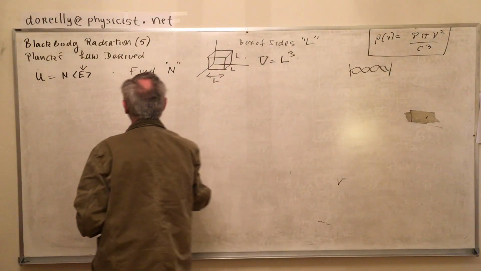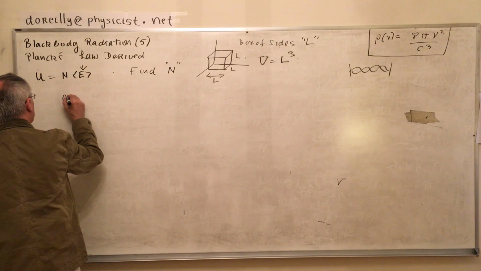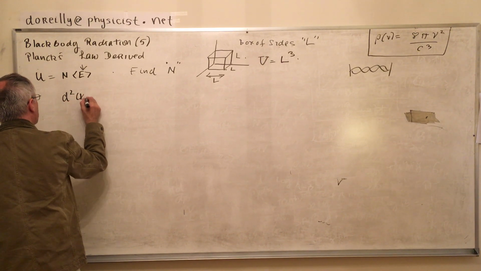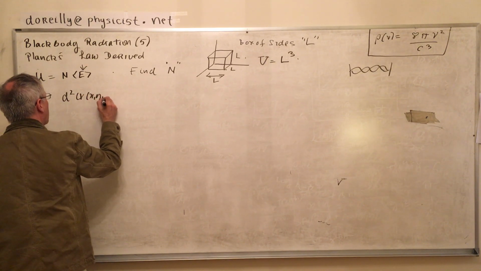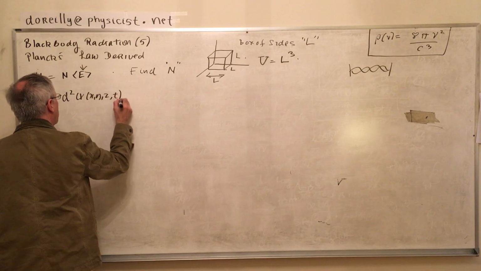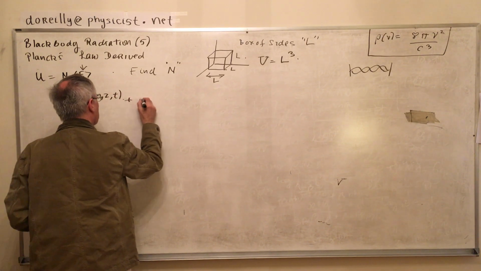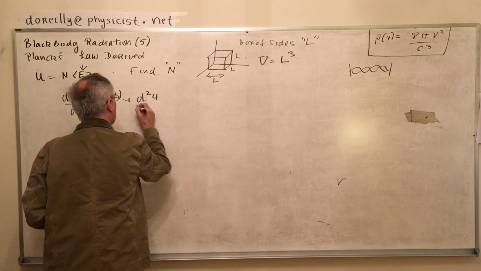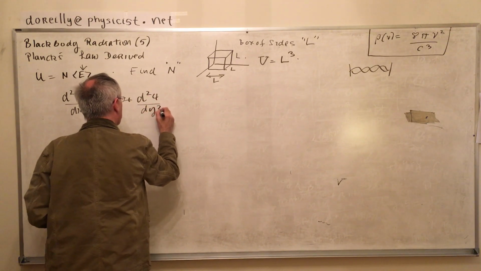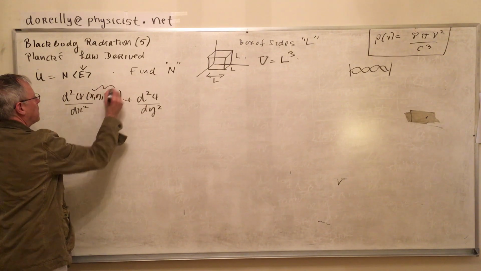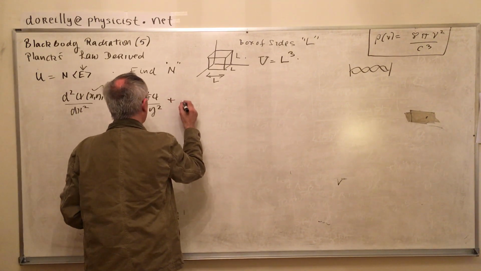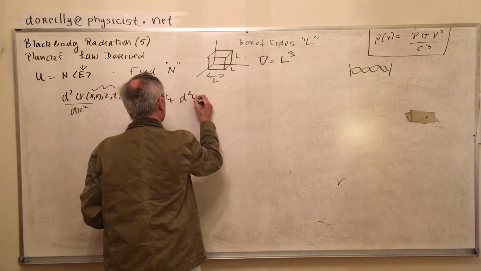So in the box, some psi of x, y, z, and time dependence. Now, I'm not going to keep writing in these things all the time. You know that they're dependent on x, y, z, and t.